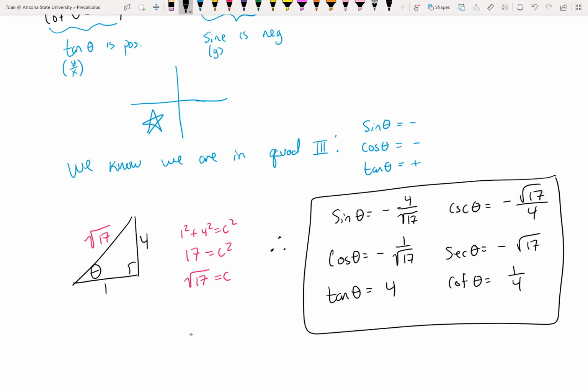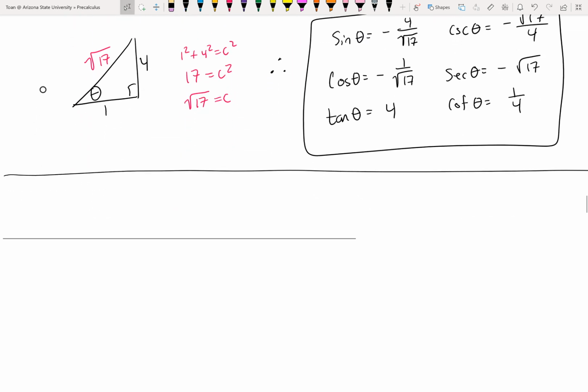Right? So depending on the information that they give you, you might have to play detective to figure out what quadrant you're in. It just takes a little bit of thinking. That's the second lesson objective. And for the final one, it's just a quick application of right triangle trig in non-right triangle situations.